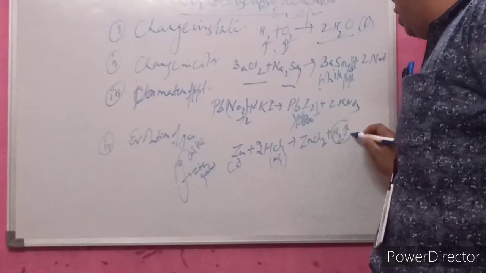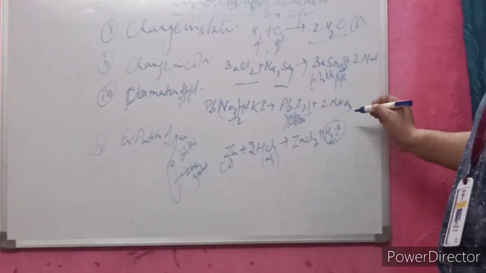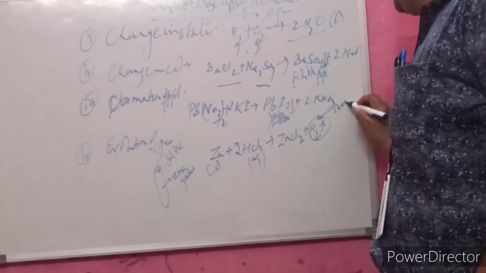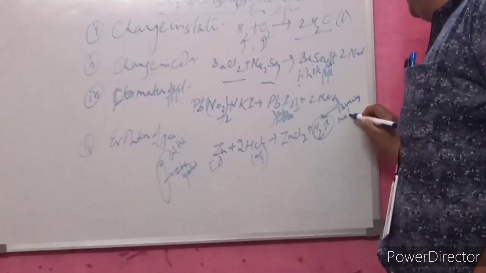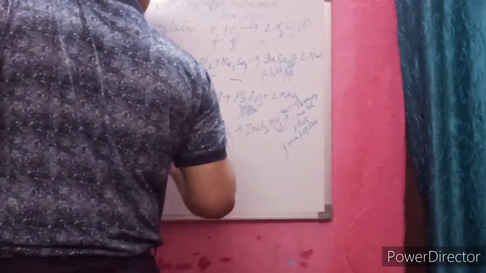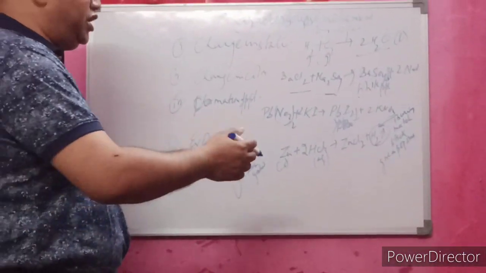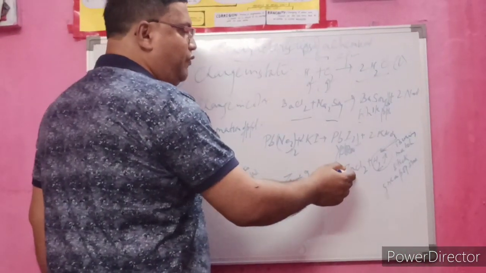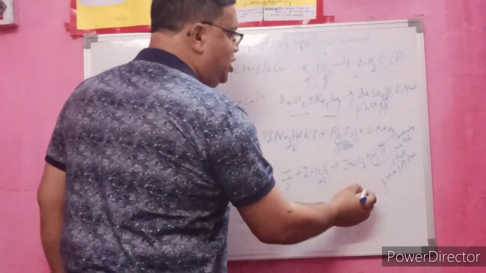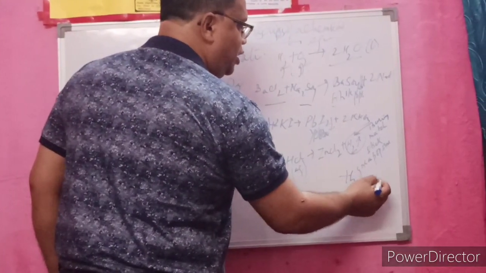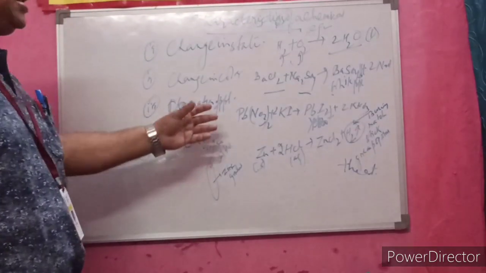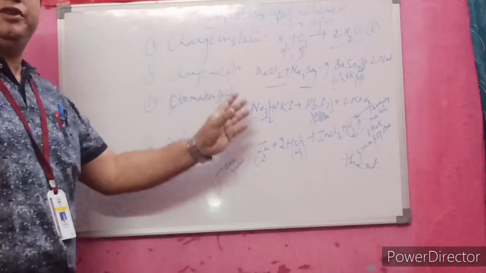How will you detect hydrogen gas? If you bring a burning matchstick near it, it will give a pop sound. In this reaction you can also see evolution of heat, because when zinc reacts with HCl, it forms zinc chloride plus hydrogen gas with the evolution of heat. So in other words, we can call this an exothermic reaction.